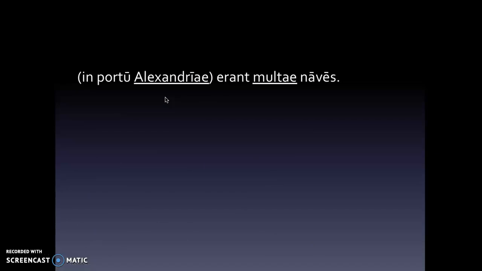Okay, first sentence. Because Alexandriae is modifying portu, we went ahead and put brackets around all 3 words. Multi is an adjective modifying naves. The only noun that hasn't been dealt with so far is naves. That's nominative. It is our subject. So we can actually read this one left to right: in the port of Alexandria were many ships. If we want to, we could start off with the subject: many ships were in the port of Alexandria.